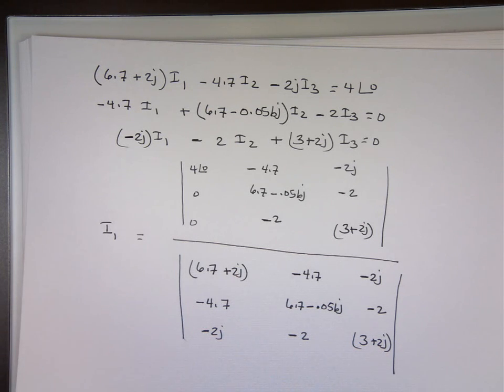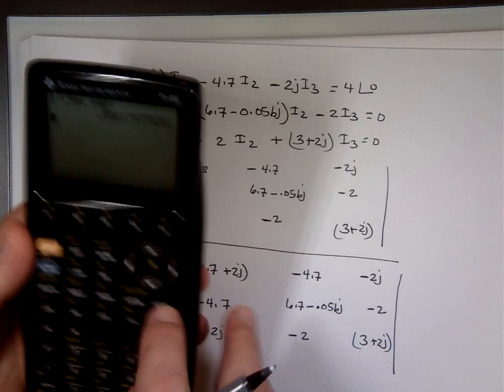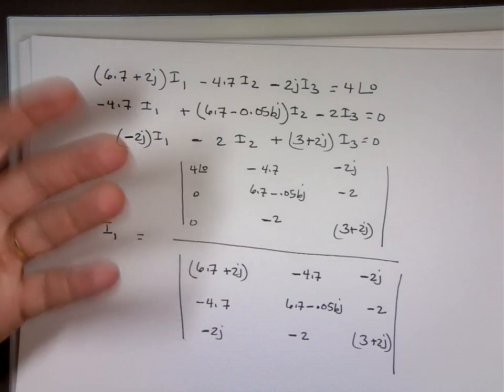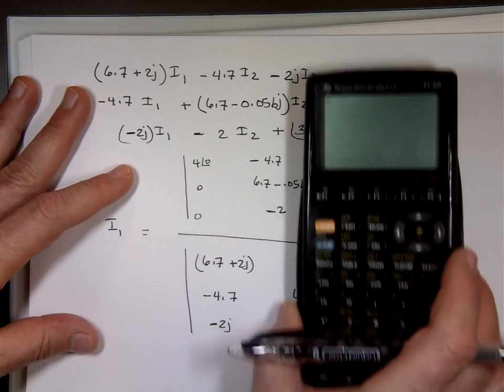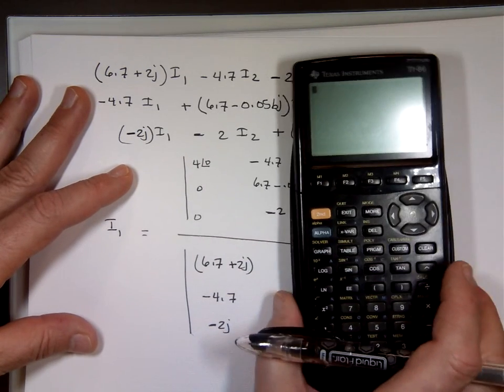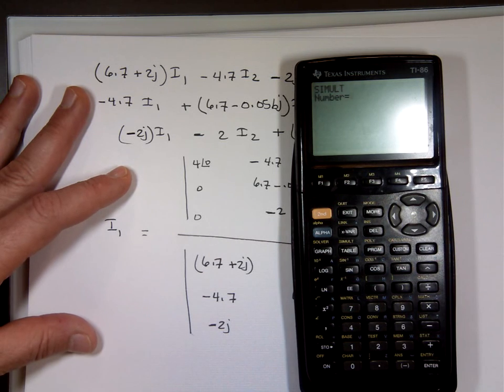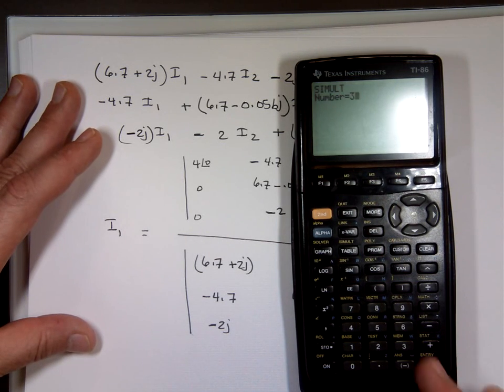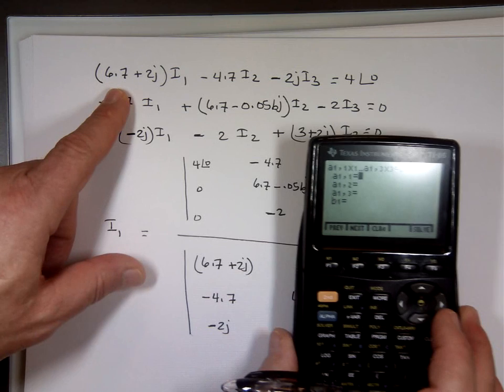Now, lucky for me, my TI-86 here has simultaneous equation. If you have the 89, it does the same thing. I go simultaneous. This is how many equations? 3. And I can write my coefficient in complex mode. This doesn't care.